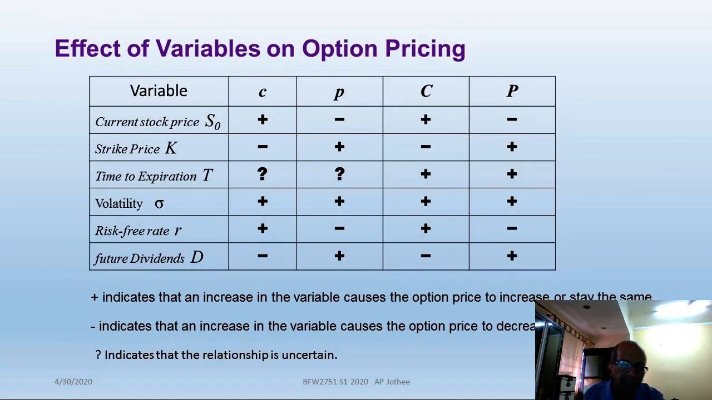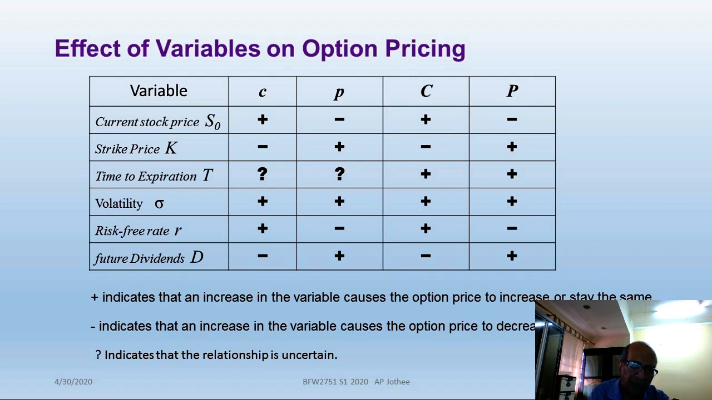While if K is increasing for a put, it is K minus ST. K is the bigger figure there. If K is getting bigger, holding ST constant, the difference becomes higher and higher. So the put price or put premium will be larger, having a positive effect. Okay. Similarly, the same thing happens to the American call options and put options. The relationship between current stock price and K gives similar effects to the American call and American put also. You can see the symbols are the same.